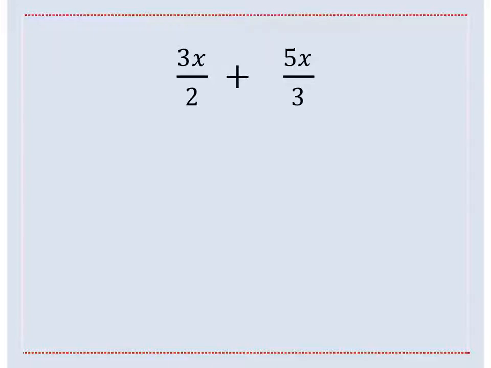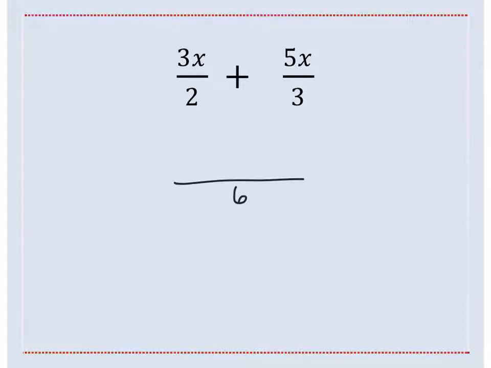One of the main things you have to remember when you are adding fractions is that your denominators must be the same. If the denominators are not the same, then you have to find the least common denominator. For this problem right now, my denominators are a 2 and a 3. So what is the least common denominator between a 2 and a 3? It would be a 6. So I want to make both of my denominators 6.